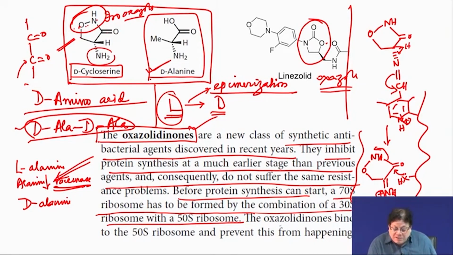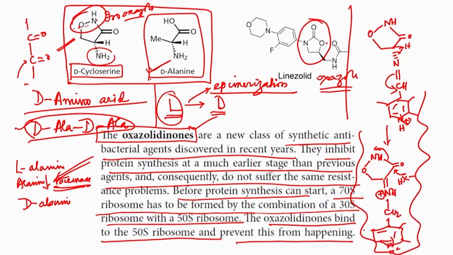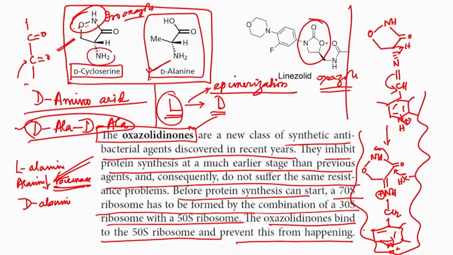Now, what happens, these oxazolidinones bind to the 50S ribosome and prevent the 30S from binding to the 50S ribosome to make the whole complex, that is the 70S ribosome. So, it stops the 30S from binding to the 50S, that is the oxazolidinone. So, that is their mechanism of action. So, it is basically a non-covalent interaction. Okay.